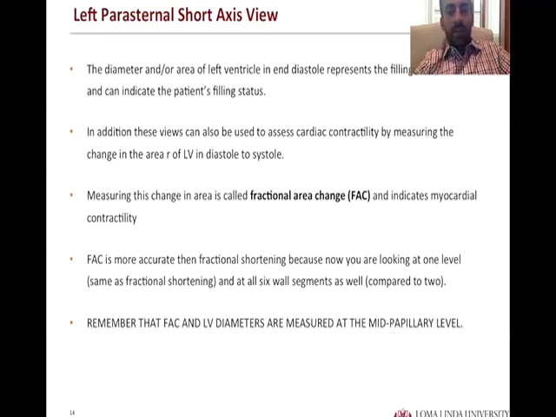The other key thing to highlight is that because now the concept of fractional area change is factoring all borders of the ventricle, or all walls of the ventricle, you actually can potentially get a more precise estimate of overall contractility compared to the fractional shortening calculation. And again, that's simply because the fractional shortening calculation looks at two walls, versus the fractional area change actually looks at all the different walls of the left ventricle at the mid-papillary level.